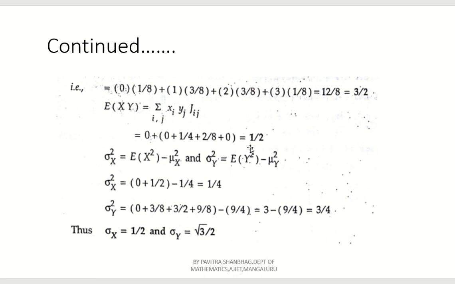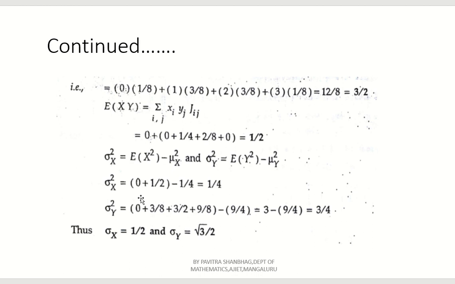Now we need to find sigma x and sigma y, right? That is, the standard deviation of x and the standard deviation of y we need to find. For that we can find sigma x square, that is the variance. What is sigma x square? E of x square minus E of x whole square. Similarly, sigma y square is E of y square minus E of y whole square, right?